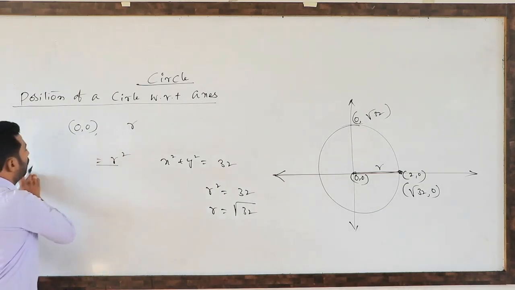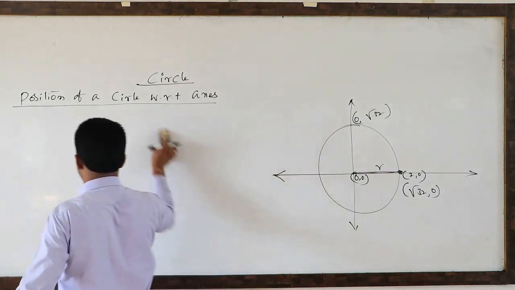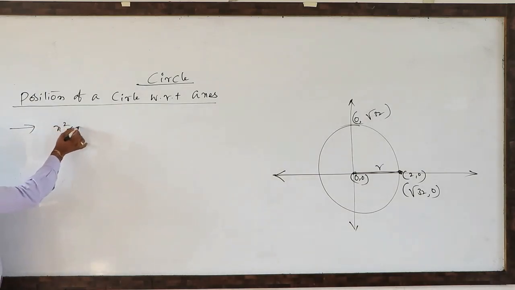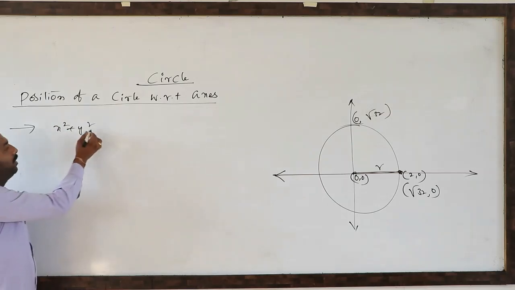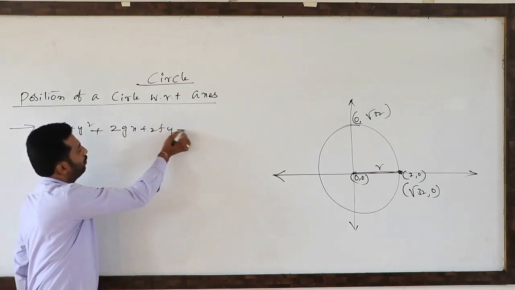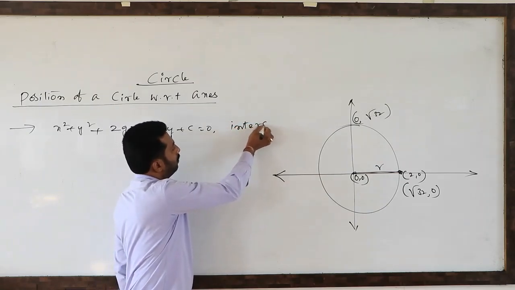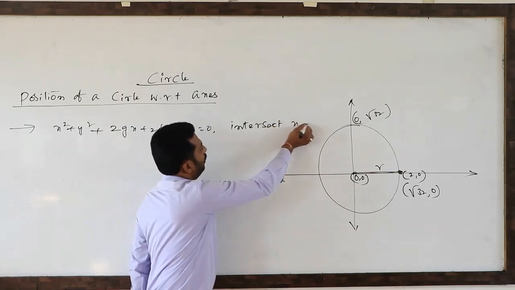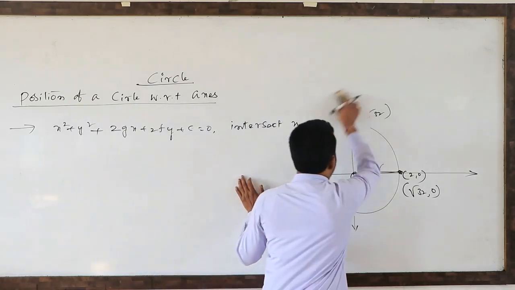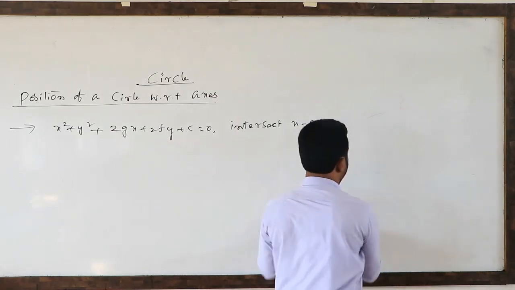Next. Suppose the circle intersects the x-axis. One point I will write here. The general equation of a circle I am taking: x square plus y square plus 2gx plus 2fy plus c equal to 0. If it intersects the x-axis, then what are the positions you have to discuss? In this case, it intersects the x-axis.